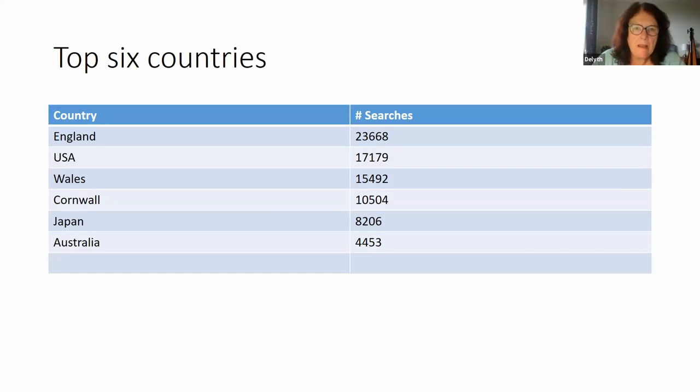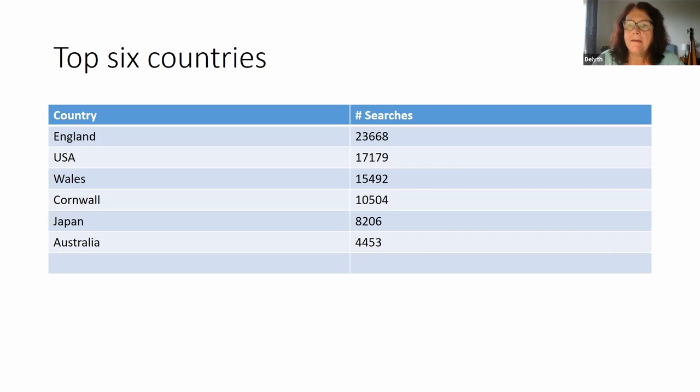This is for a random monthly search, I think, of a monthly time period. So you have England at the top there, the USA second, and we know there are lots of people interested in the Celtic languages in the States. Wales surprisingly in third place, but again, I think there's a lot of interest in the Cornish language in Wales also. And Cornwall in fourth place, but I think that's due to the different numbers in population as well. Japan makes a surprising entry in fifth place there. That was quite unexpected.